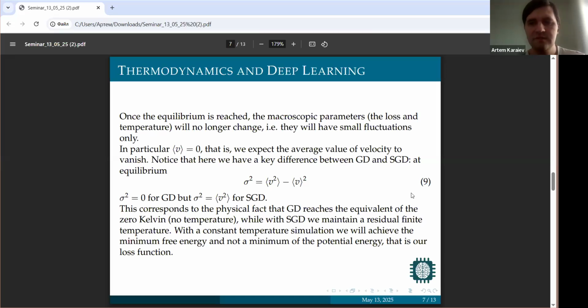So using this fact, we can make the next idea: gradient descent describes a system which comes to zero temperature, which in thermodynamics means Kelvin 0, so there is no motion of particles. But stochastic gradient descent tells us that the system goes not to 0 but to some constant temperature, due to the non-zero average value of the square of velocity.